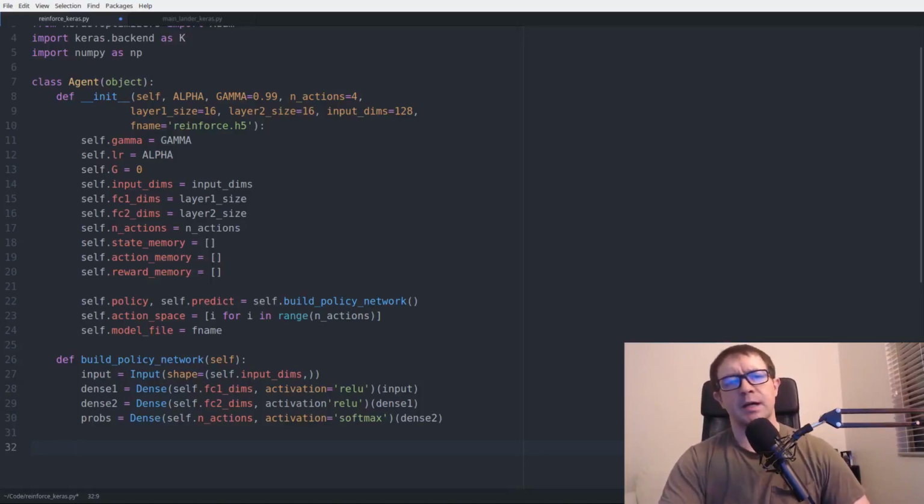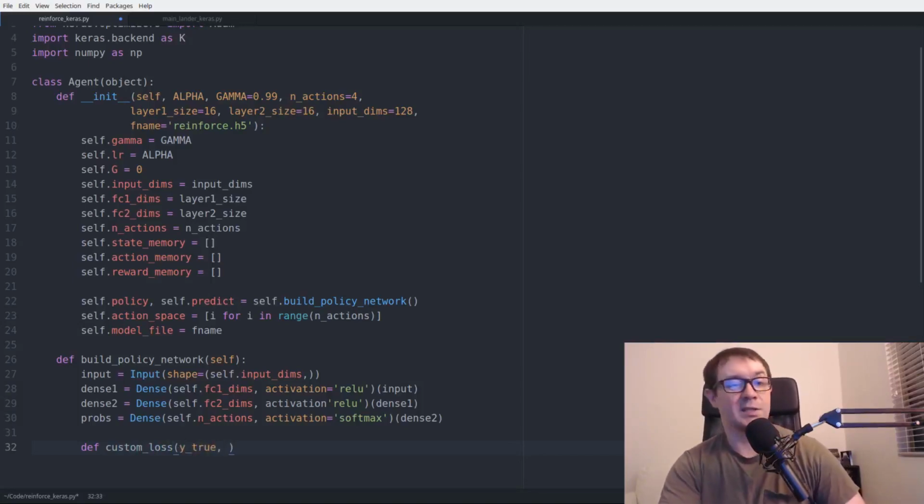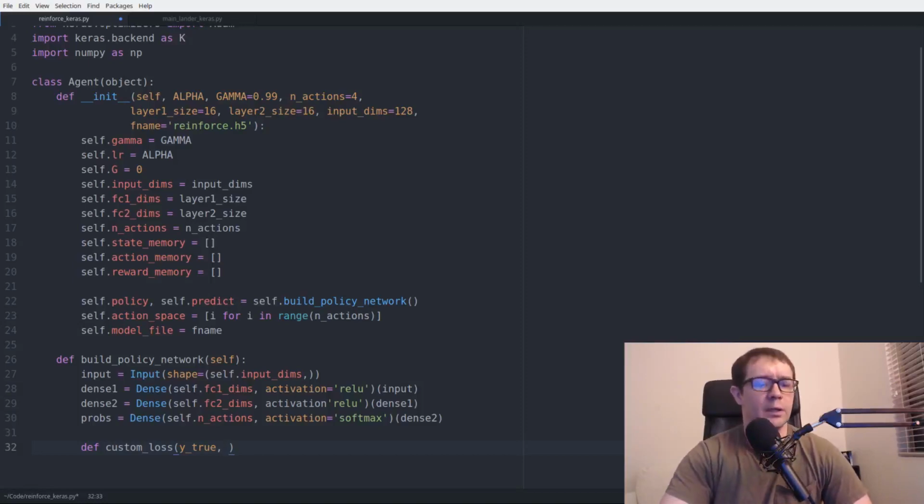Now we come to something kind of interesting. Keras doesn't have an appropriate loss function built in, so we have to write our own. You do that by using a closure where you wrap one function inside of another. In this case, it's going to be 2 closures. We're going to wrap the custom loss function within the build policy. And the reason is that we don't need to access that function anywhere else in the class, so there's no point in putting it as a class function.